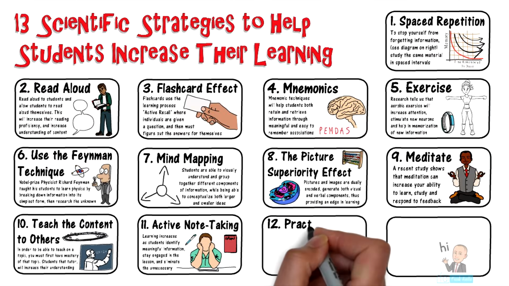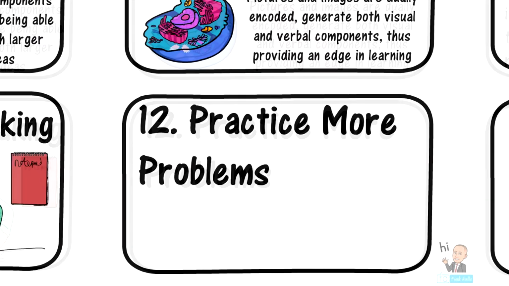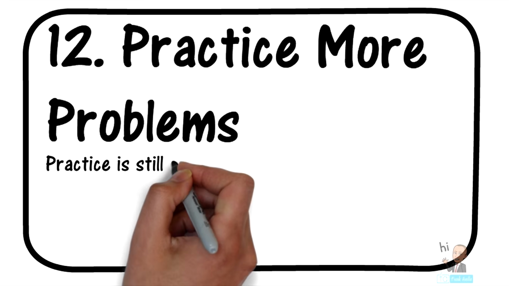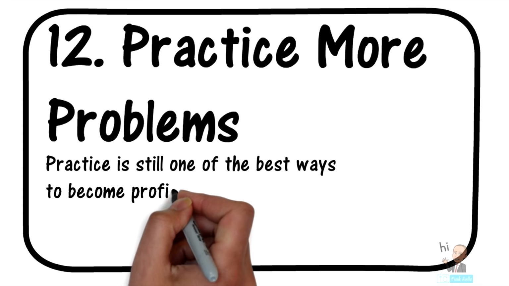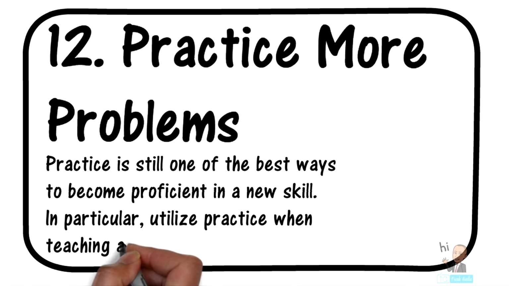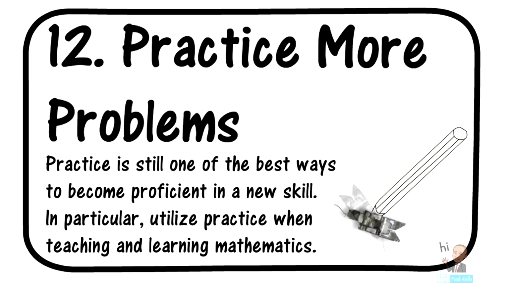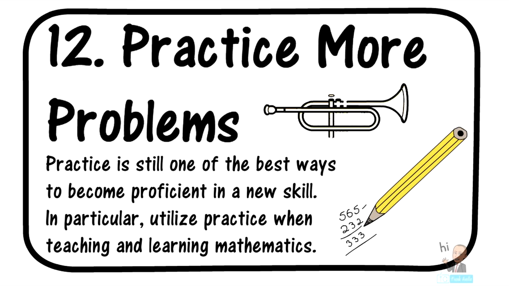Number 12. Practice more problems. Practice is still one of the best ways to become proficient in a new skill. In particular, consider practice when teaching and learning mathematics. You don't learn mathematics by just reading and studying problems. You have to actually do the problems, and the more you do, the better you'll get.